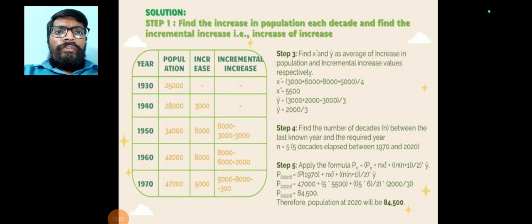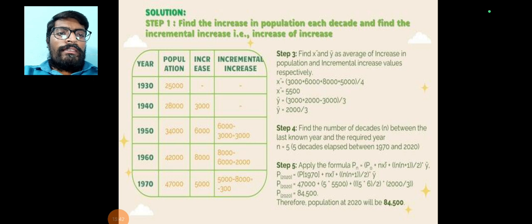First of all, you find the increase in population. So I1 is equal to P2 minus P1, I2 is equal to P3 minus P2, I3 is equal to P4 minus P3, and I4 is equal to P5 minus P4. So here the I values are 3,000, 6,000, 8,000 and 5,000, and one step is added, that is the incremental increase. So the incremental increase R1 is equal to I2 minus I1.